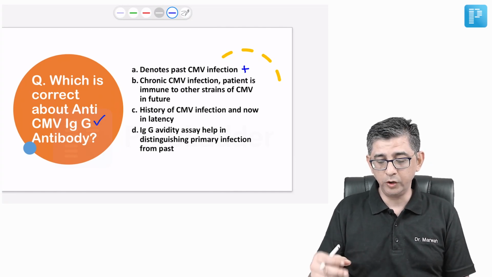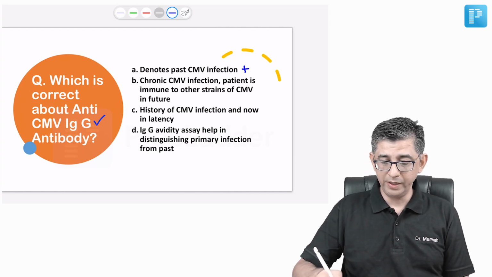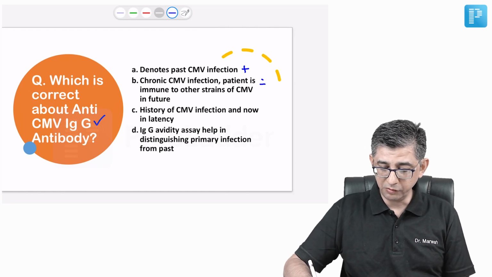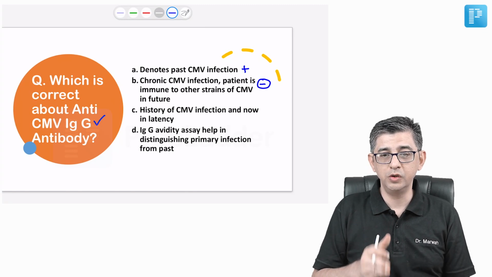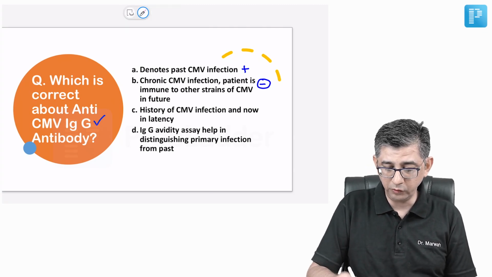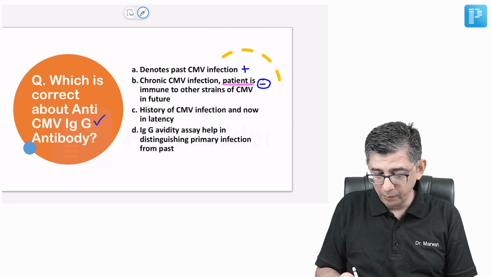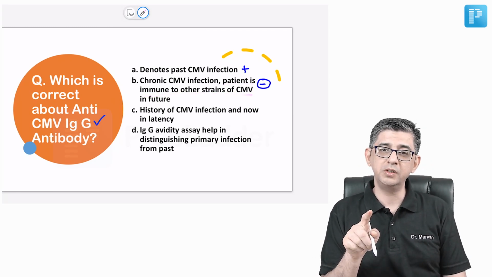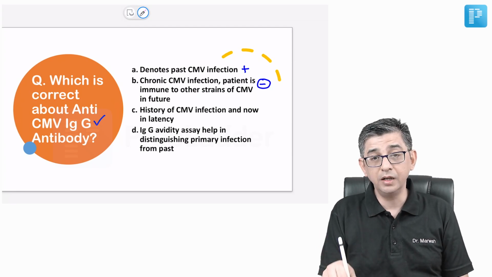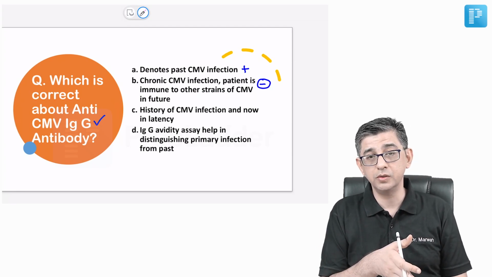So same in cytomegalovirus also. Why this is a wrong statement is because even if a person is having this antibody, it does not mean that the person is immune. What is wrong about this statement is: patient is immune to other strains. If he gets infection from another strain, he can get infected and he will show manifestations also.